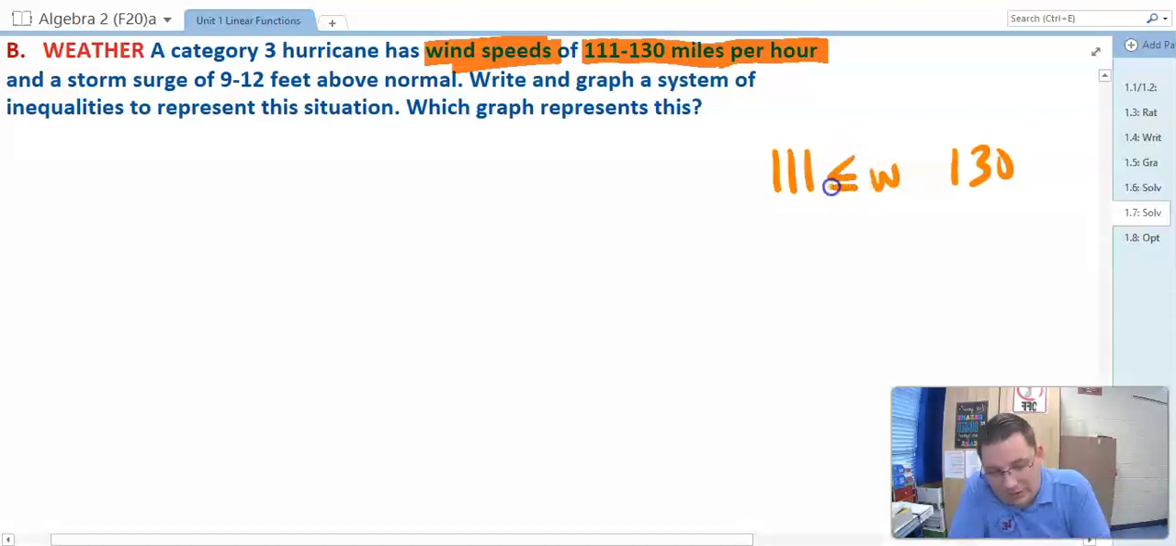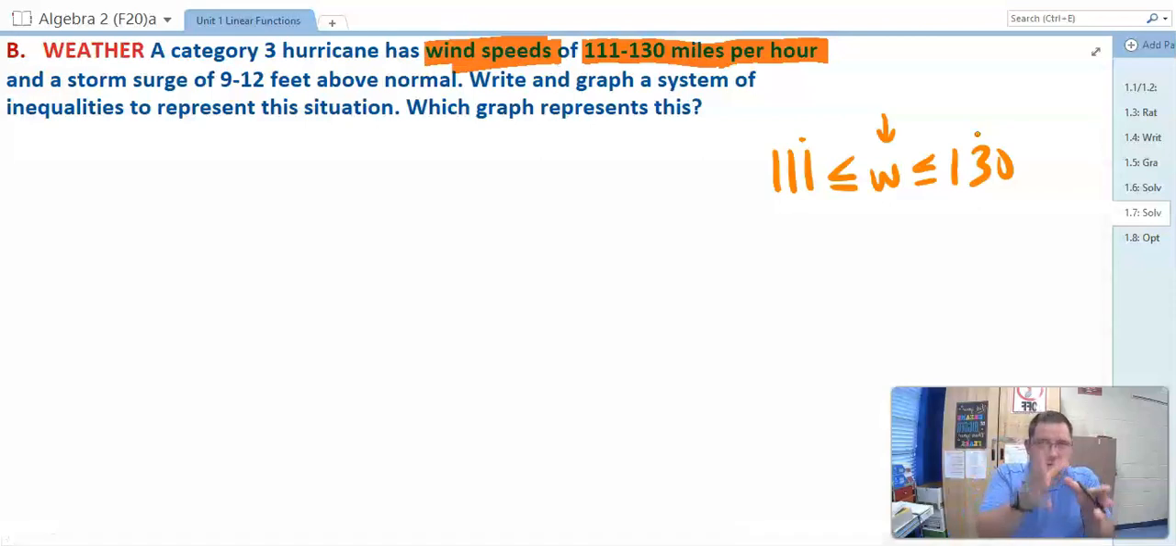And so this is going to be less than or equal to here and less than or equal to here. Now, why are both signs less than or equal to? It sounds kind of weird, right? But think about it. 111 is less than or equal to the possible wind speed, which then is less than or equal to 130. So what that means is my wind speed has to be between these two values, right? Because think about a number line, right? 111 will be smaller than whatever wind speed I have, which is then smaller than the 130. If my W doesn't fit between those two constraints, it doesn't make sense, okay?